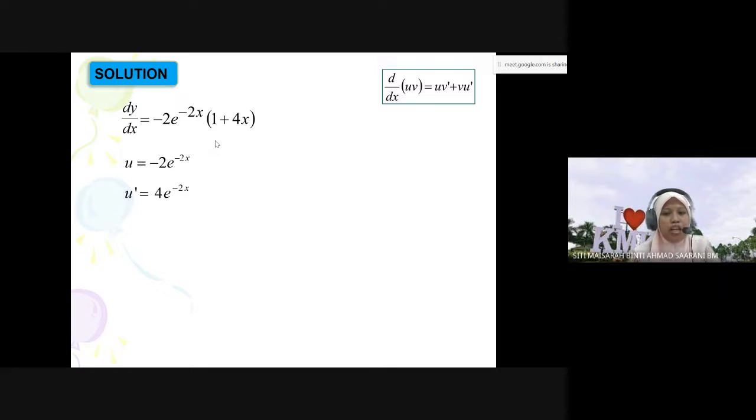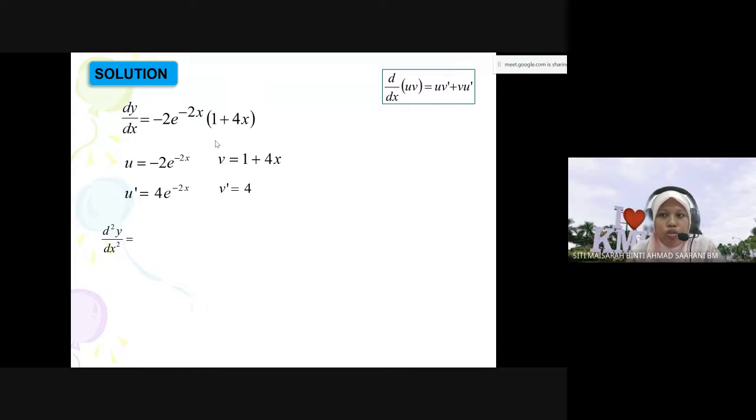Negative 2 times negative 2 becomes 4, and then e power negative 2x. And then v is equal to 1 plus 4x, since u is equal to negative 2e negative 2x. Differentiate v, we get v prime. Differentiate 1, we get 0. Differentiate 4x, it becomes 4. So v prime is 4.